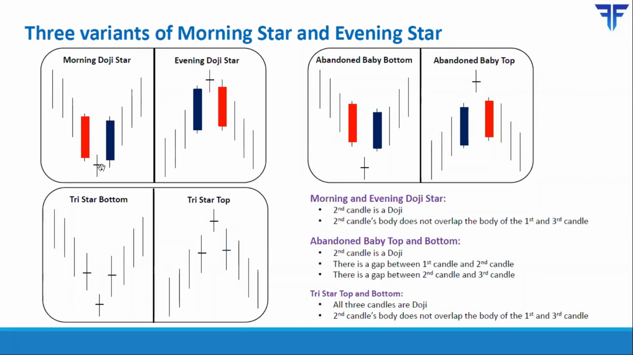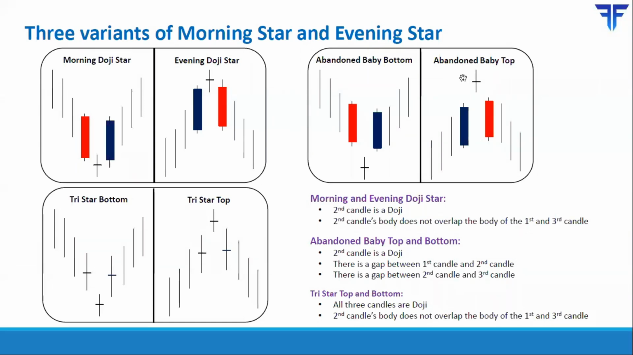So the open and the close of the second candle is essentially the same. And the body of the second candle, which is the horizontal line, is below the body of the first as well as the third candle. So that's the morning doji star. Evening doji star is the opposite of that. The second candle is a doji whose body is above the body of the first candle as well as above the body of the third candle.